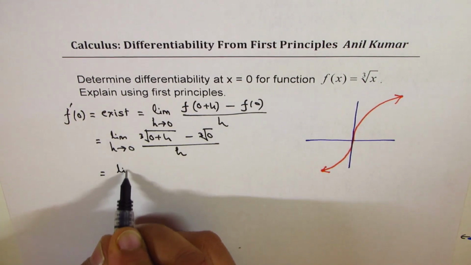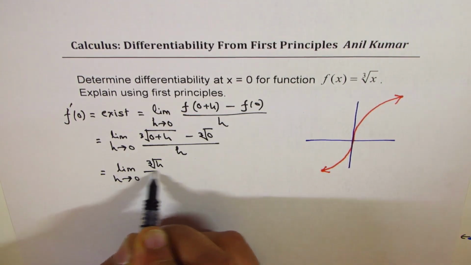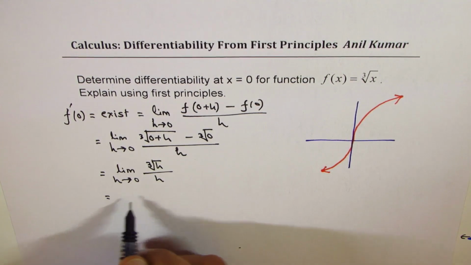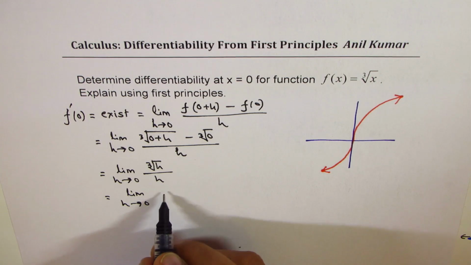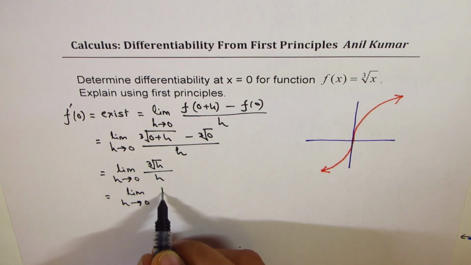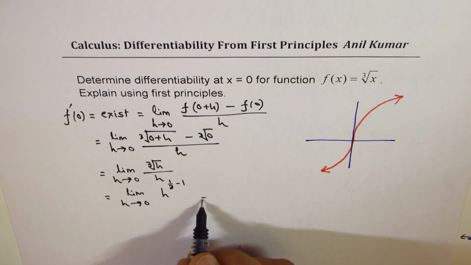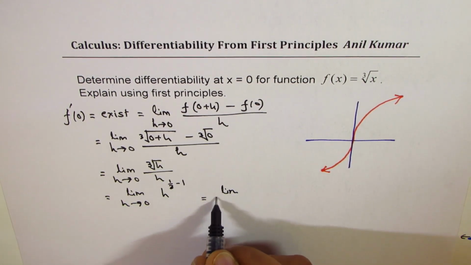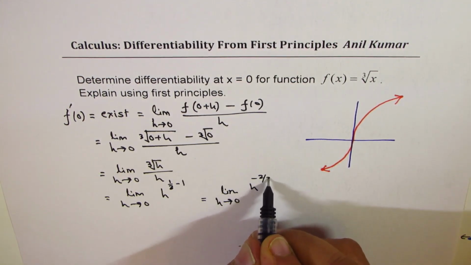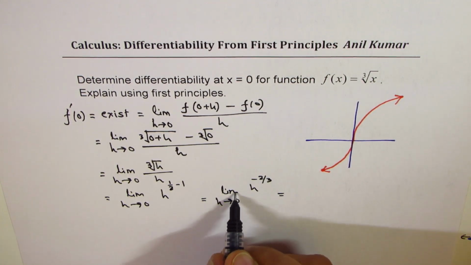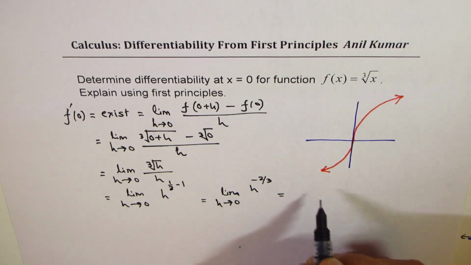This could be written as limit h approaches 0 cube root of h over h, which is limit h approaches 0. So what is this? You could write this as h to the power of 1 over 3 minus 1. Is it okay? Which is basically limit, you could write directly, h approaches 0, h to the power of minus 2 over 3. I'm using these 3-4 steps as sometimes it is not very clear to students how we get 1 over h to the power of 2 over 3, right?